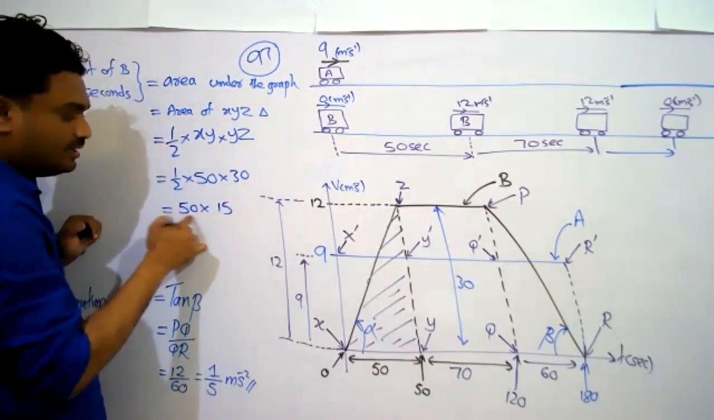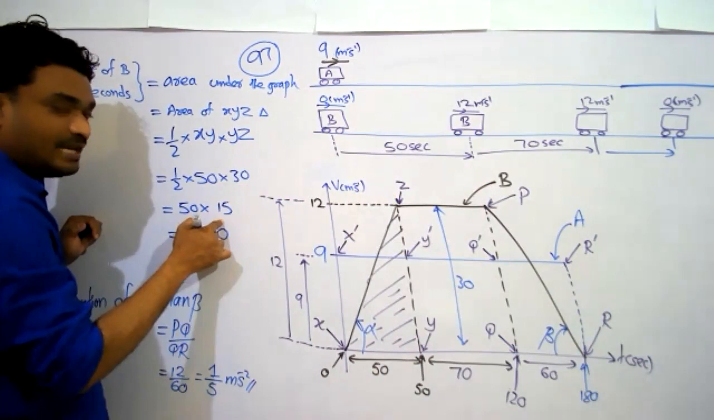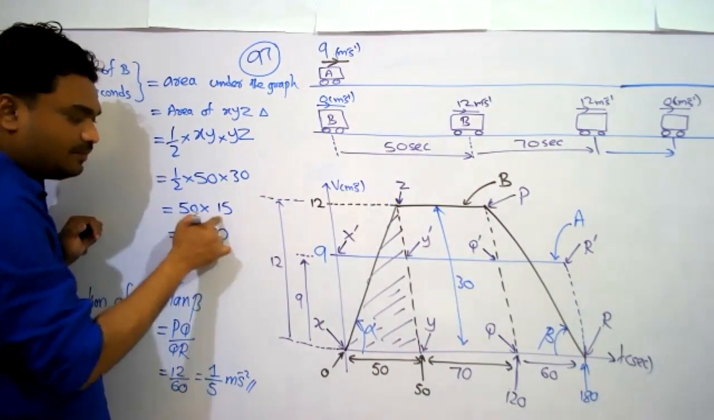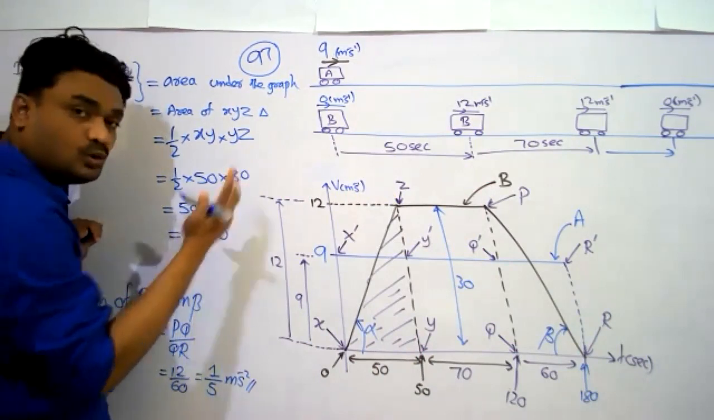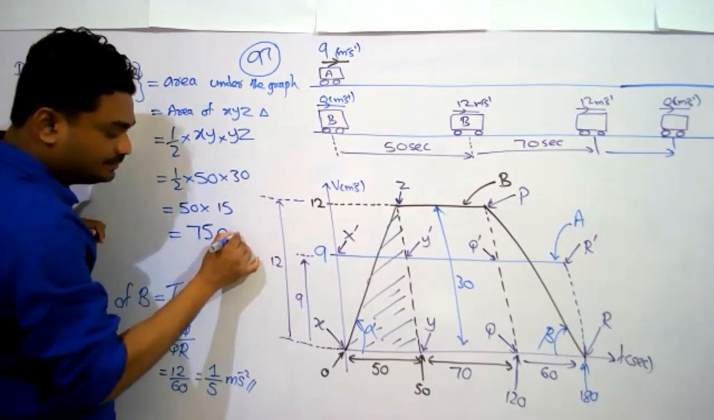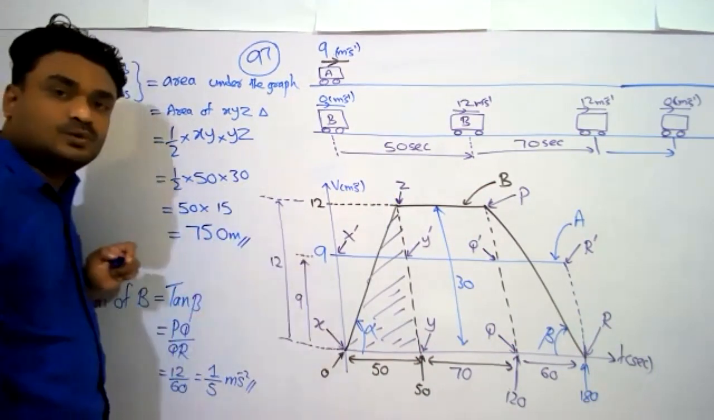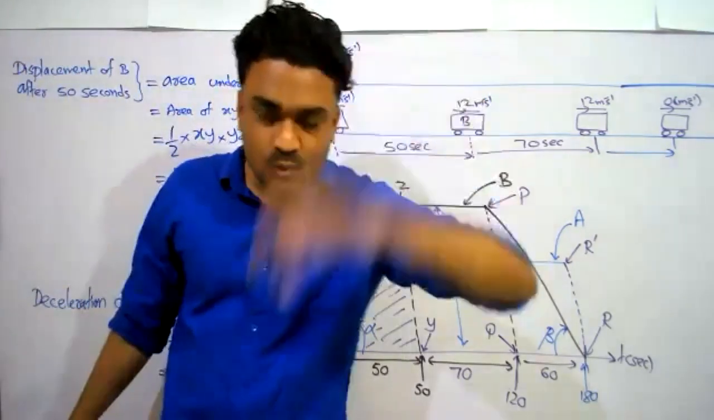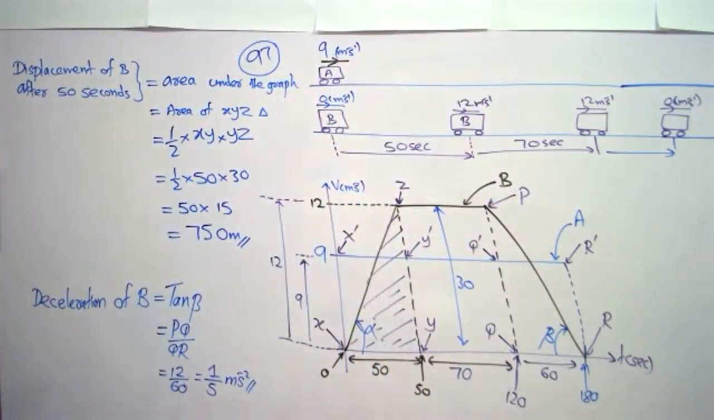So 15, you can write the 0 here. You can multiply by 5. 5 times 5, 25, 2 remaining. 5 times 1, 5, plus 2, 750. Who got this answer? Please raise your hand up.